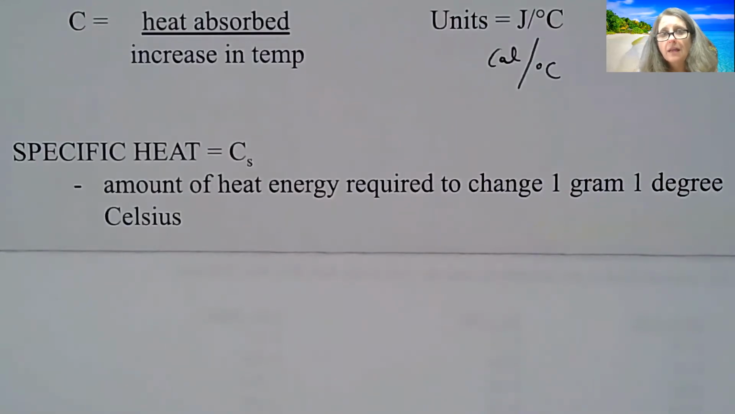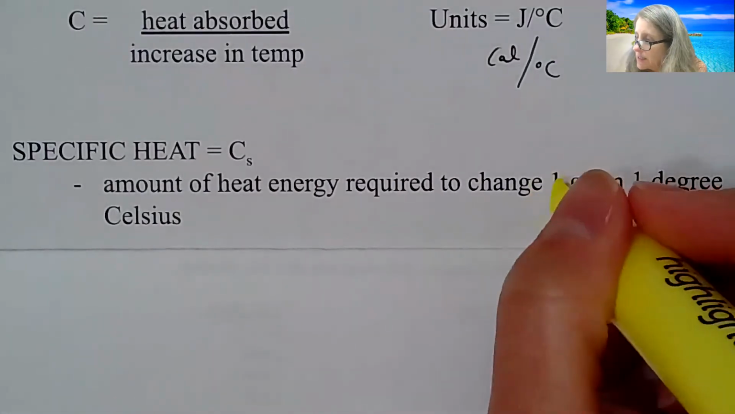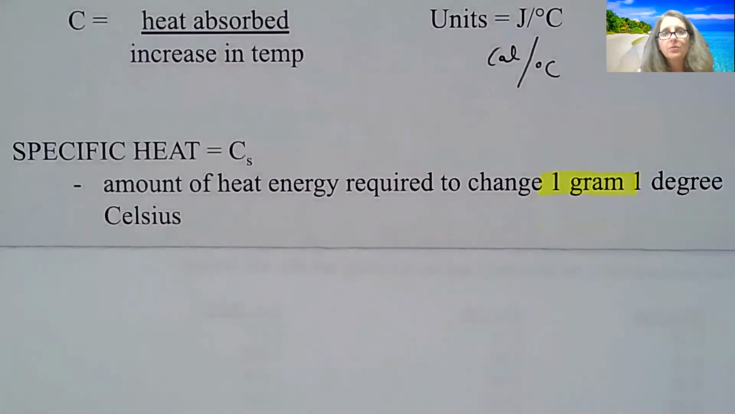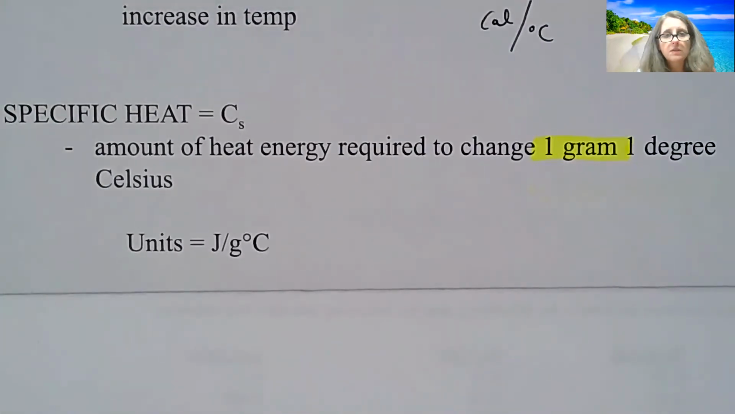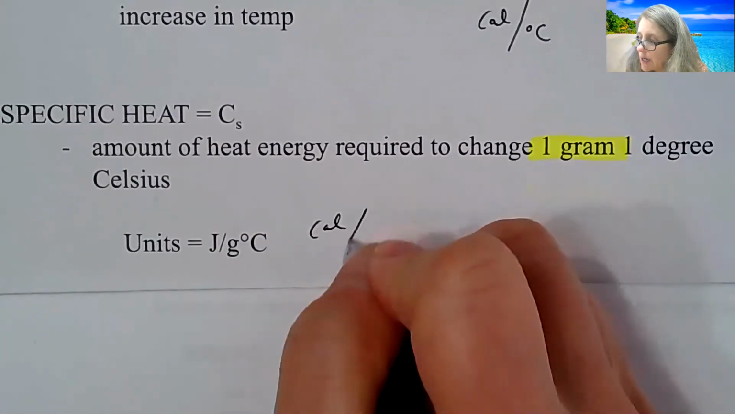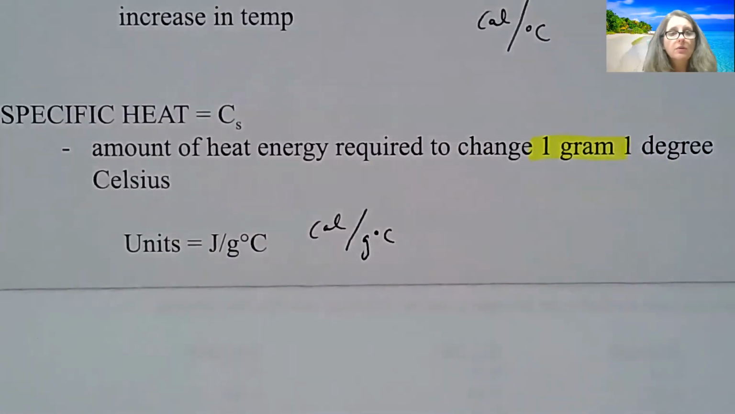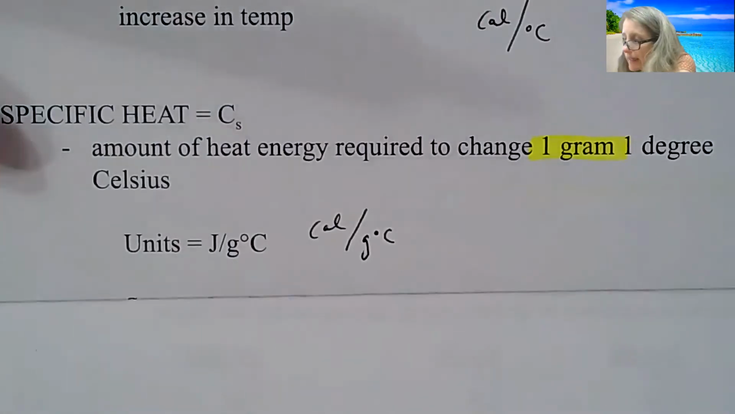It is the amount of heat energy required to change 1 gram, 1 degree Celsius, okay? So realize that the difference between this and the previous is the fact that we're talking about per 1 gram. So the units you typically see for specific heat or specific heat capacity is going to be joules per gram degree Celsius or calories per gram degree Celsius, depending upon, again, what you are looking at.